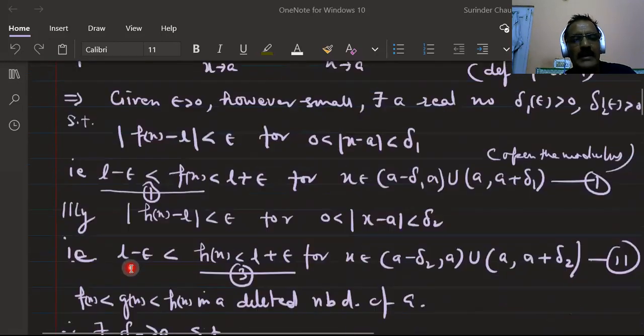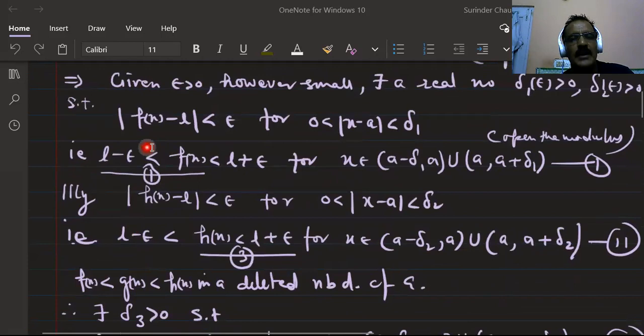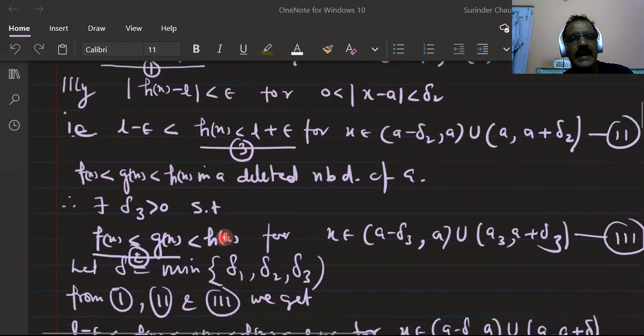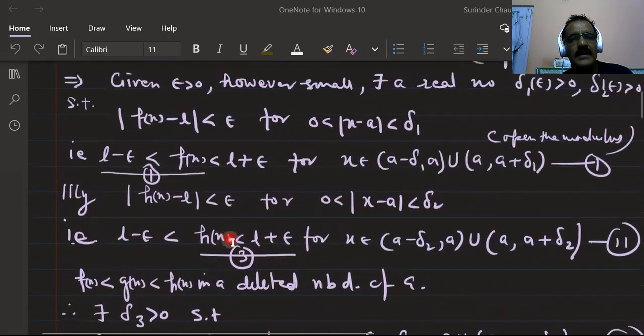Now L minus epsilon is less than f(x), and the third gives f(x) is less than g(x), and g(x) is less than h(x), and this result gives h(x) is less than L plus epsilon.